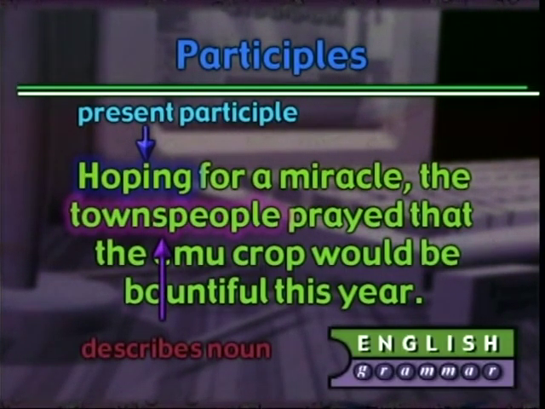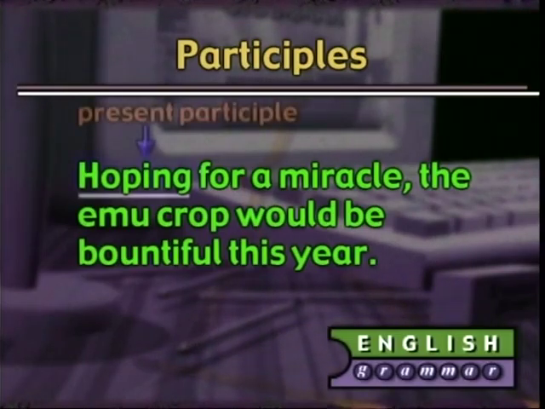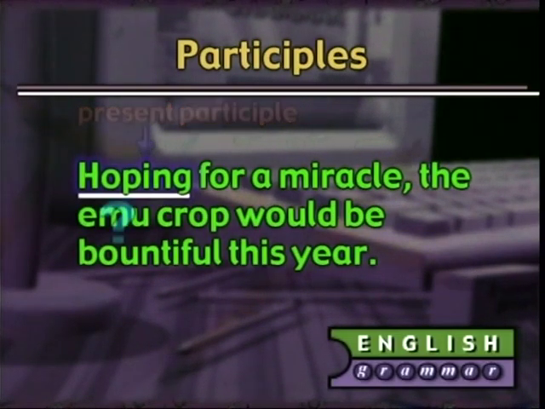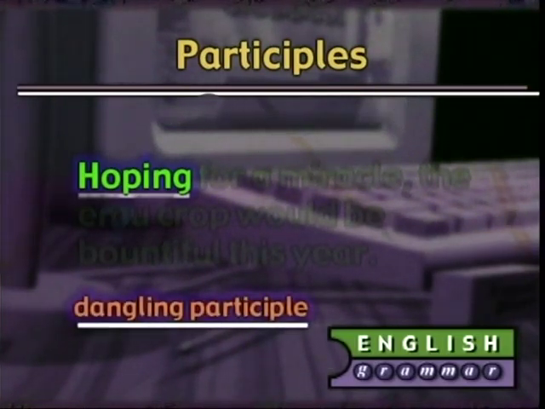Now, suppose you weren't paying too much attention and wrote, "Hoping for a miracle, the emu crop would be bountiful this year." Aha! We know hoping is a participle, but what exactly is it describing? We know the emus certainly aren't looking forward to the harvest. We've used a participle, but left out the noun it's supposed to be modifying. This type of mistake is called a dangling participle, and it's a pet peeve of many teachers, so always be on the lookout and never leave your participle dangling.